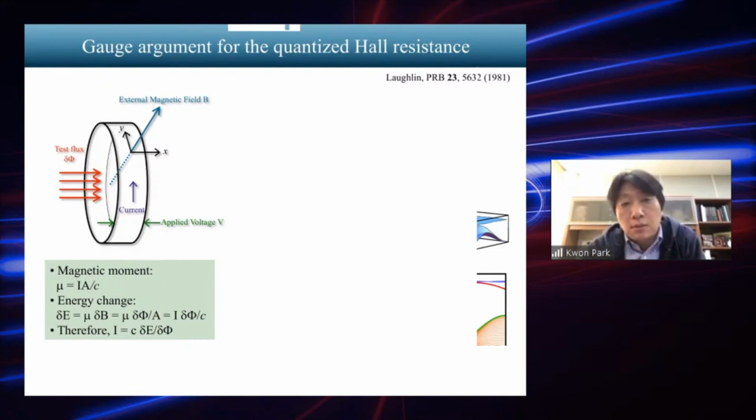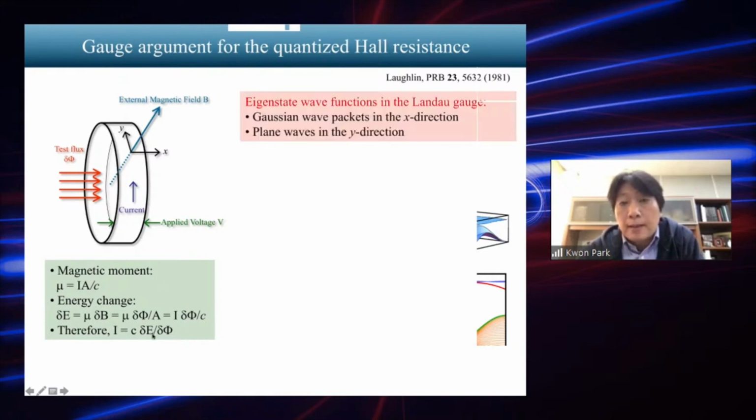To understand the quantum Hall resistance, he thought about a ribbon and a Gedanken experiment, where the test flux is inserted through the center of the ribbon. From classical electromagnetism, one can realize that the magnetic moment of this system is given by this formula, and the energy change due to the test flux can be given by this one. Combining these two, one can identify the current as this quantity.